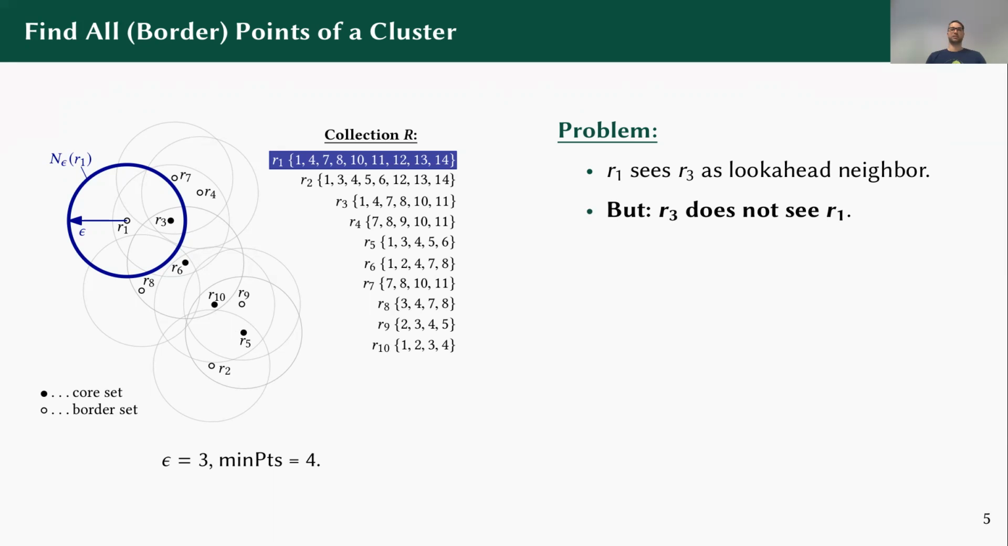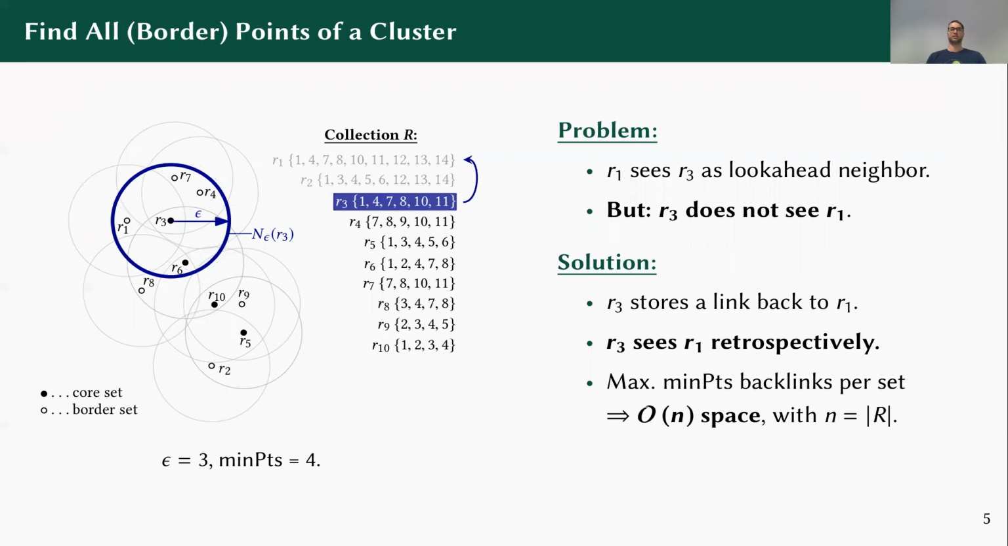The first problem is that we may miss points at the border of a cluster due to our processing order. For example, R1 is processed first and all other sets are unprocessed. R1 sees R3 as look-ahead neighbor, which is fine. When we move on, R3 will become a core point, but will not see R1 because R1 is already processed.